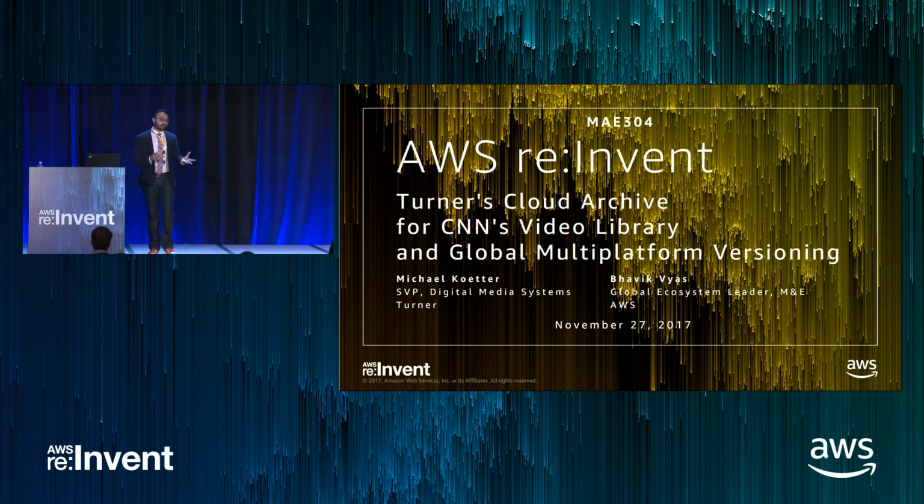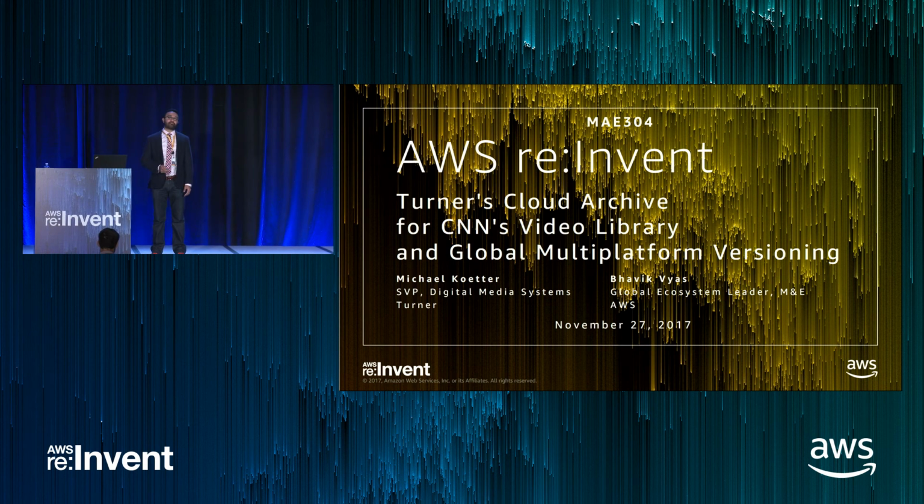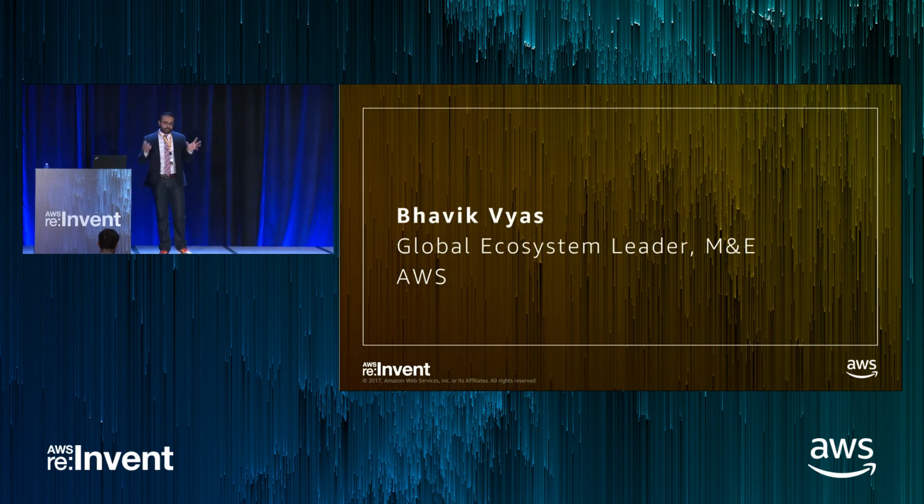Joining me on stage today is going to be Michael Cutter, SVP of Digital Media Systems at Turner, who's going to take over the bulk of the presentation, talking about what they've done in the cloud, how they've transformed, why they're transforming, and the type of technologies and things that they're thinking about from an at-scale platform delivery perspective. I'm going to talk a little bit about just framing up the presentation, giving you some ideas of the fundamentals that build the platform that Michael's going to talk about.